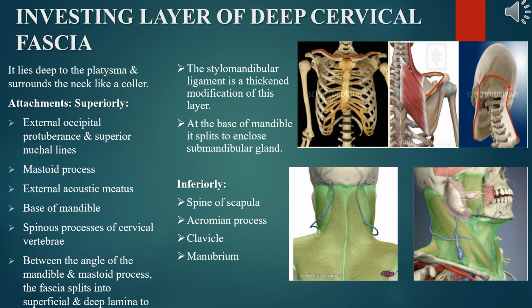Between the angle of the mandible and mastoid process, the fascia splits into superficial and deep lamina to enclose the parotid gland and forms its capsule. Another modification is the stylomandibular ligament. At the base of the mandible, it splits to enclose submandibular gland. Inferiorly, the investing layer is attached with the spine of scapula, acromion process, clavicle, and manubrium.